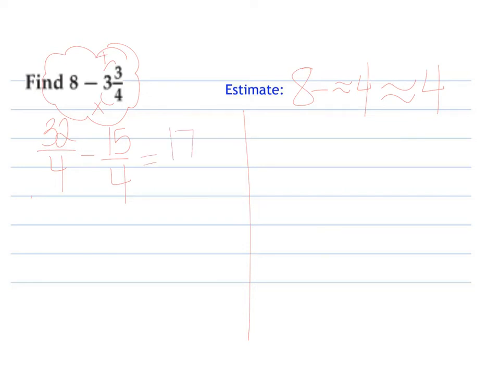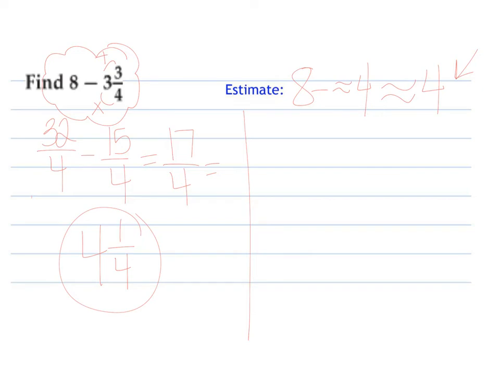And then remember, an improper fraction is not in simplest form, so I need to make it a mixed number. 4 goes into 17 4 times, which is 16, and then I have 1 left over, and my denominator stays the same. 4 1/4, which is close to 4, which is what we estimated.